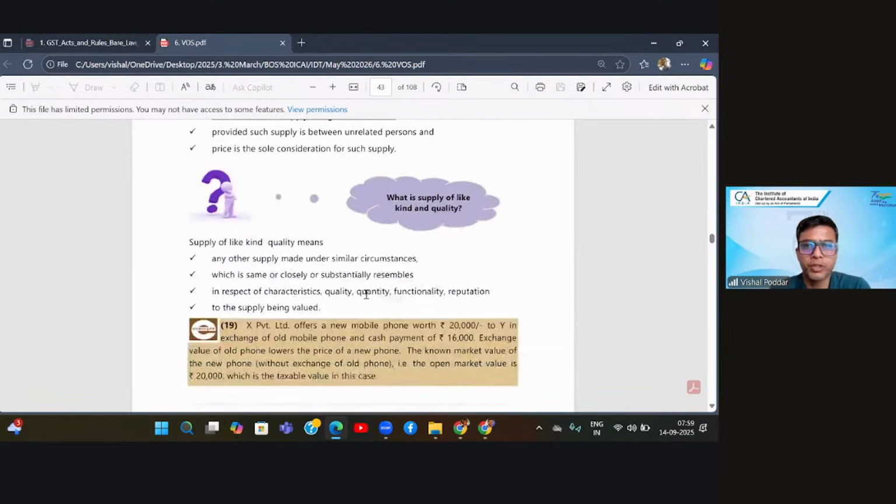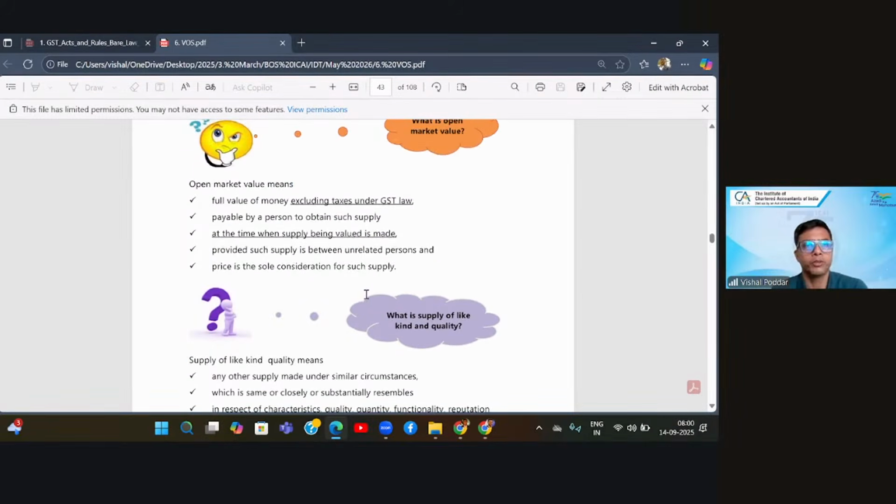Okay. Next definition is of the word supply of like kind and quality. What is supply of like kind and quality? Supply of like kind and quality means any other supply made under similar circumstances which is same or closely or substantially resembles in respect of characteristics, quality, quantity, functionality, reputation to the supply being valued.